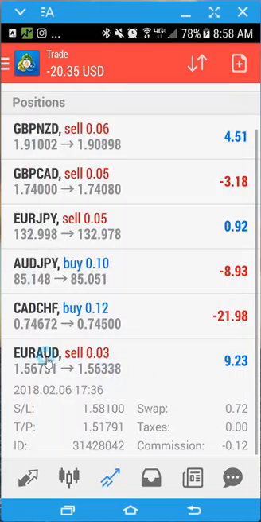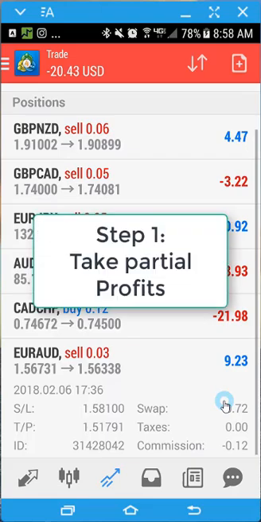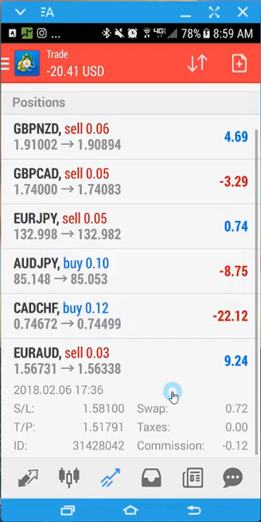So right now I have Euro odd right here is in profit. What I'm going to do is I'm going to take partial profits and then move my stop loss to break even. Now this will only work if you have more than 0.01 lot size. If you only have a 0.01, you will not be able to do this.